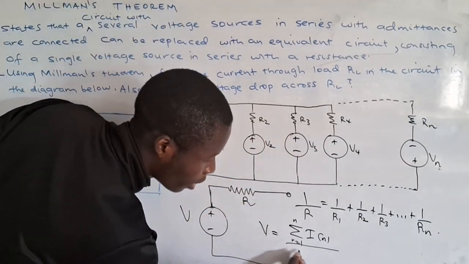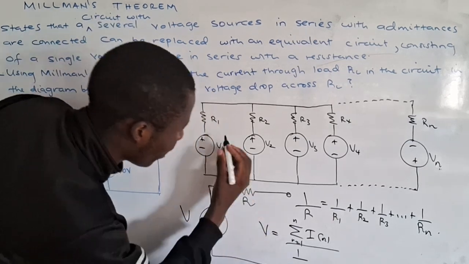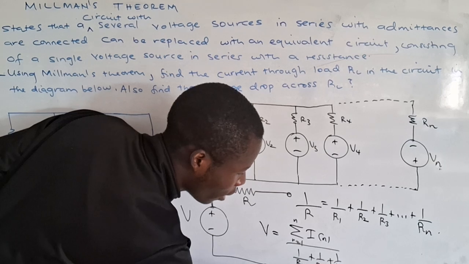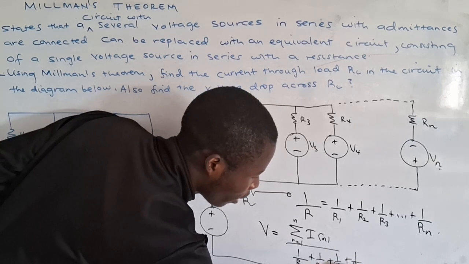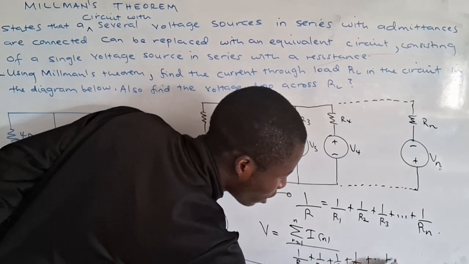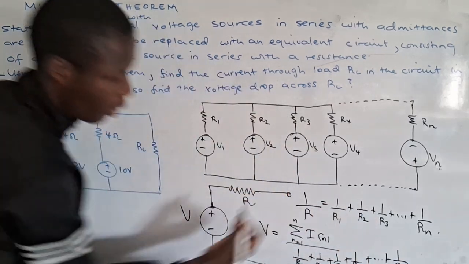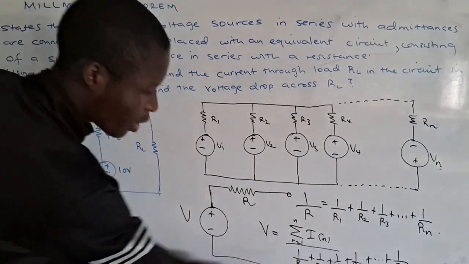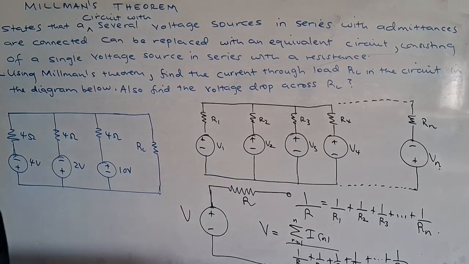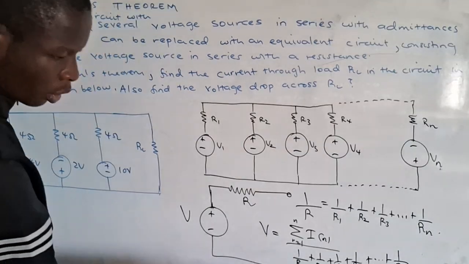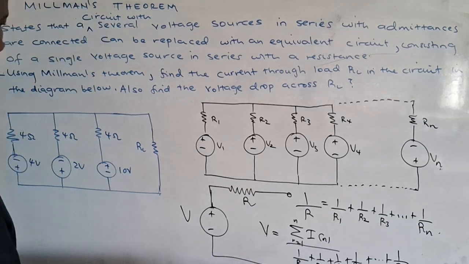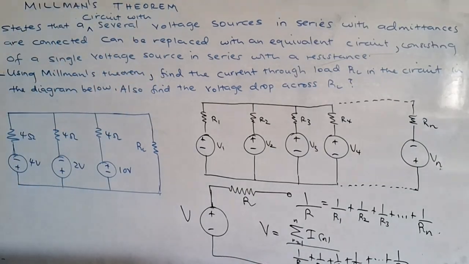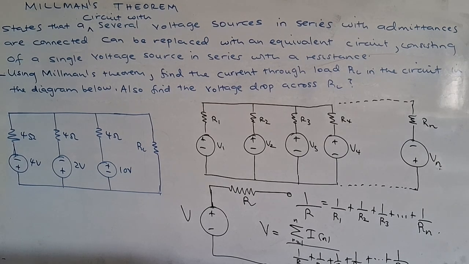So this is nothing but 1 by R1 plus 1 by R2 plus 1 by R3 plus 1 by R4 plus dot dot dot plus 1 by Rn. And this can also be written in terms of summation. So if you are writing this in terms of summation, it will be what? This is nothing but you write the summation from n equals 1 up to N of 1 by Rn.